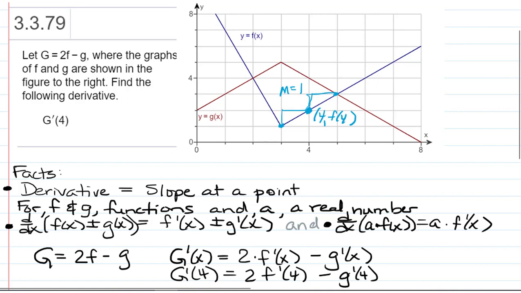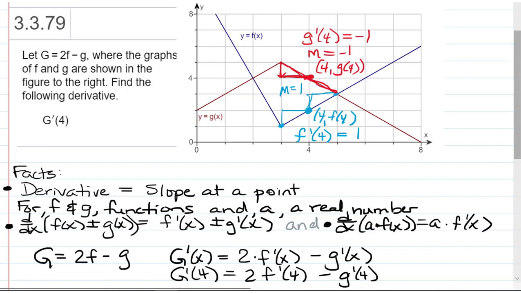Okay, and then looking at the slope of g at 4, we can see that here's the point for g of 4. And g of 4 happens to be 4, but that doesn't matter because we're looking for the slope. And again, this is in the middle of a line segment. So we can just use rise over run and find the slope of that line segment. So we're going to go down 1 to the right 1. So the slope is going to be -1. That's another way of saying that g prime evaluated at 4 is -1, while f prime evaluated at 4 would have to be 1, the slope of the blue line.